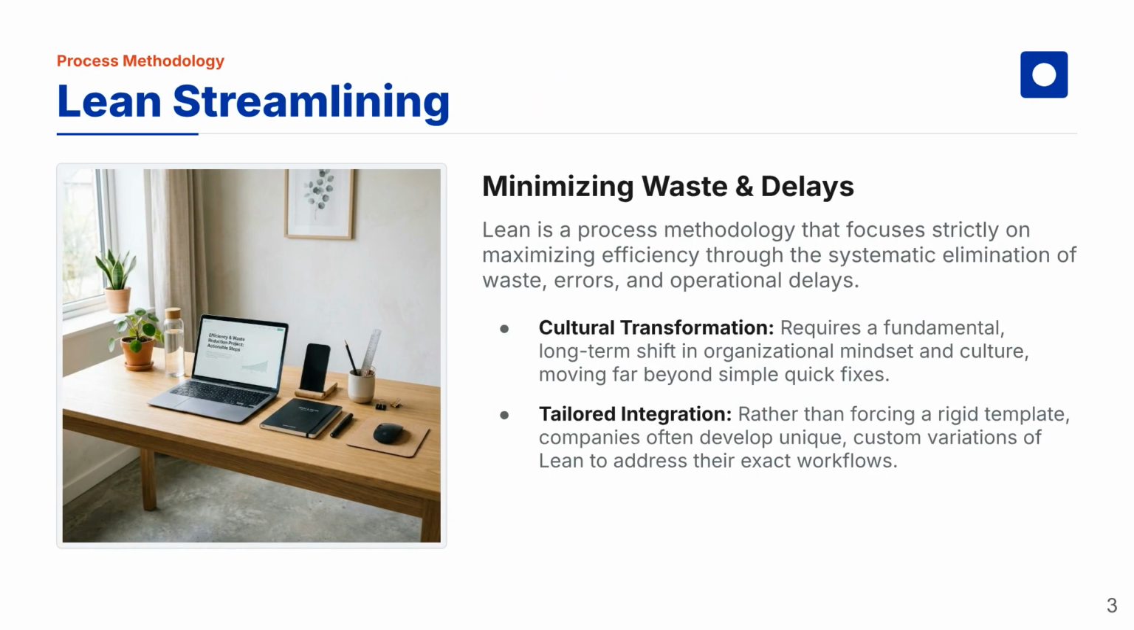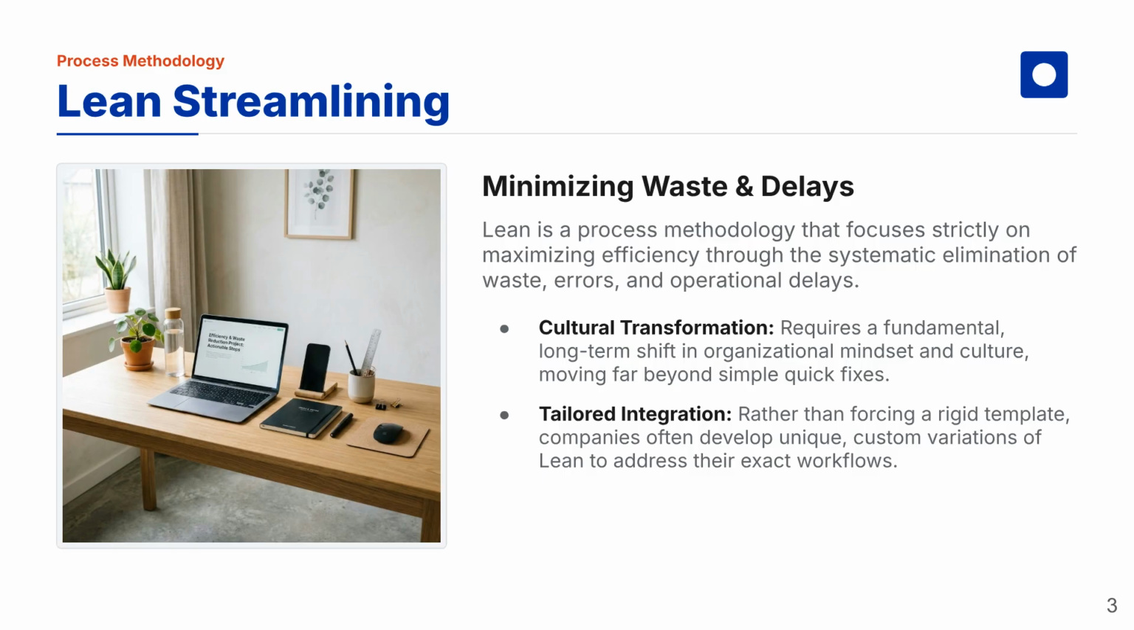Lean is one of the most influential process improvement methodologies used in industries today. Its primary objective is to maximize efficiency by systematically eliminating anything that does not add value to the final product or service. In simple terms, Lean encourages organizations to accomplish more with fewer resources by reducing waste, minimizing errors, and eliminating unnecessary delays. When we talk about waste in Lean, we are referring to activities that consume time, effort, or money without benefiting the customer.